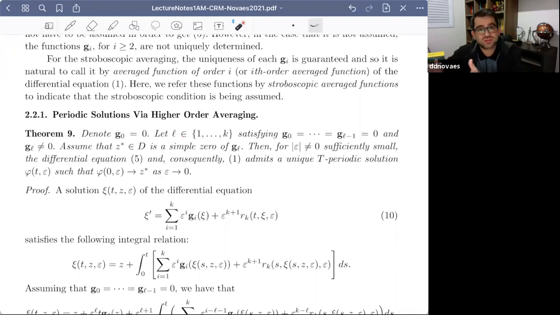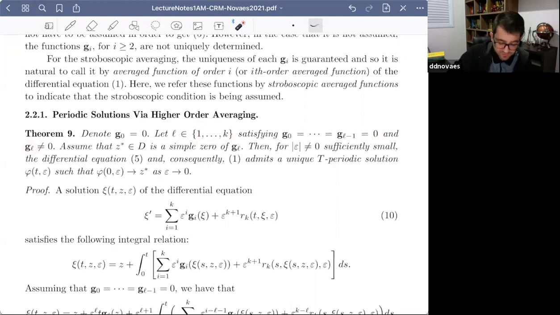Then we go to the second order averaged function. It could also be identically 0. We can do this procedure until we find a first order averaged function that is not identical to 0. So L indicates this index. Okay, so L is an integer between 1 and k, satisfying that G0 up to GL minus 1 is equal to 0, and GL is not identically 0.